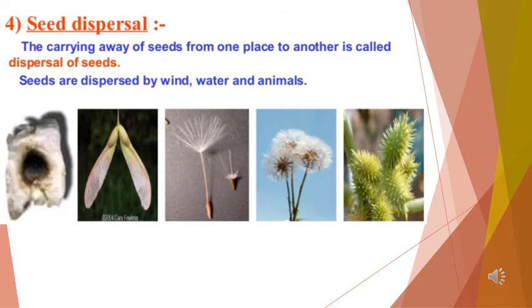We studied about various agents of pollination. Now, this carrying away of seeds from one place to another by agents is called dispersal of seeds. So, seeds are dispersed by wind, water, and animals. Seed dispersal is very important because seeds should not crowd around one particular area. If they crowd around one area, then they will keep competing for nutrients, sunlight, and other things. So, seed dispersal is important for proper growth of plants.